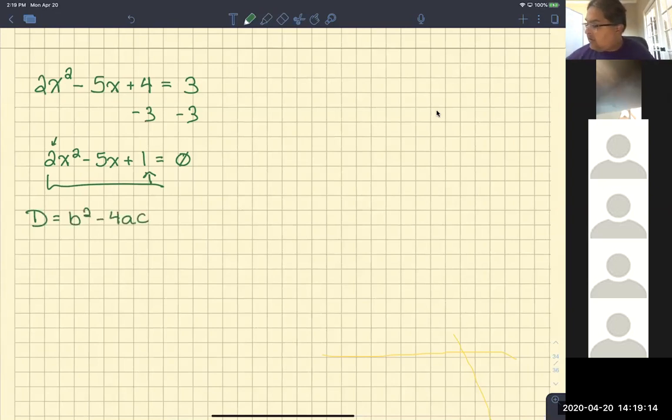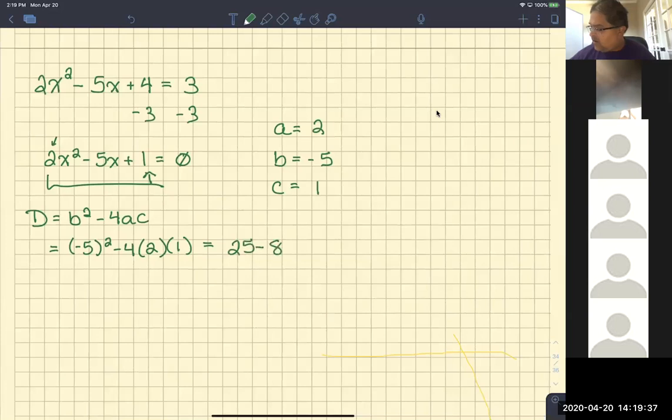Okay. So the first thing I want to do is identify my A, B, and C. A is 2, B is -5, C is 1. So -5 squared minus 4 times 2 times 1. Okay. So the discriminant is 17. Well, if the discriminant is positive, that means I get 2 solutions. But it's not a perfect square, so I'm expecting 2 irrational solutions.